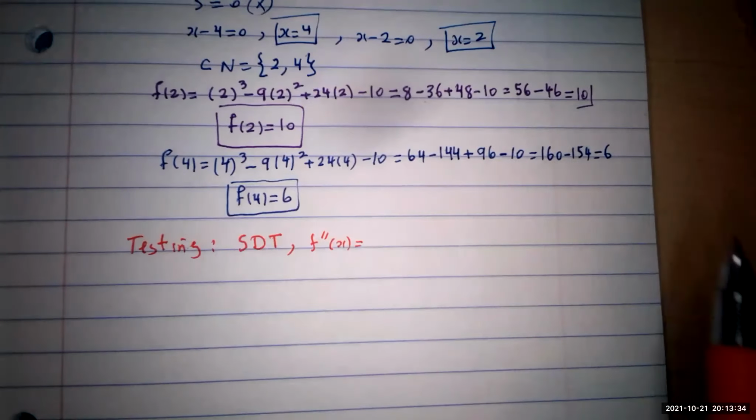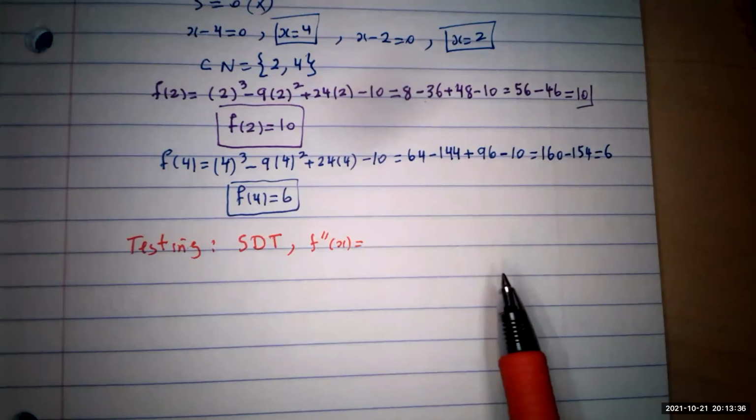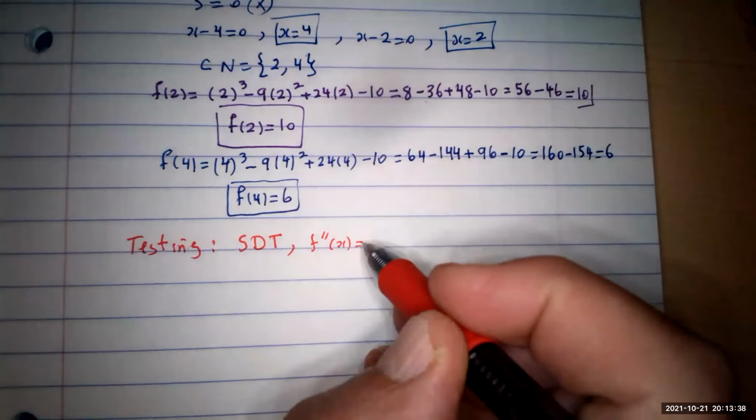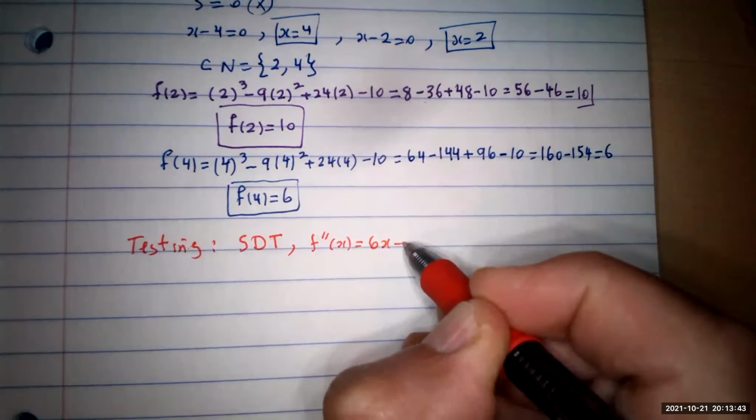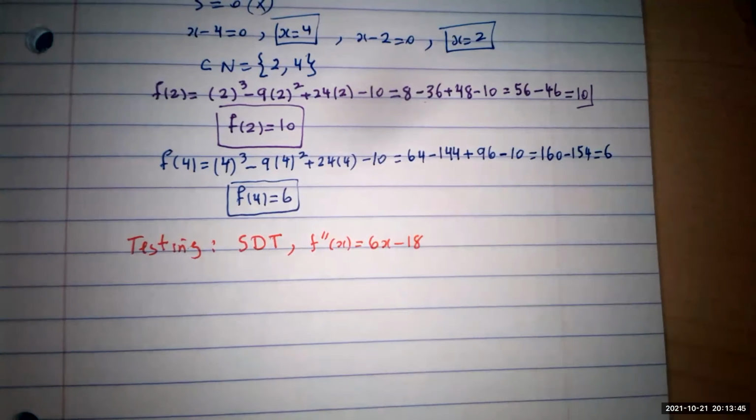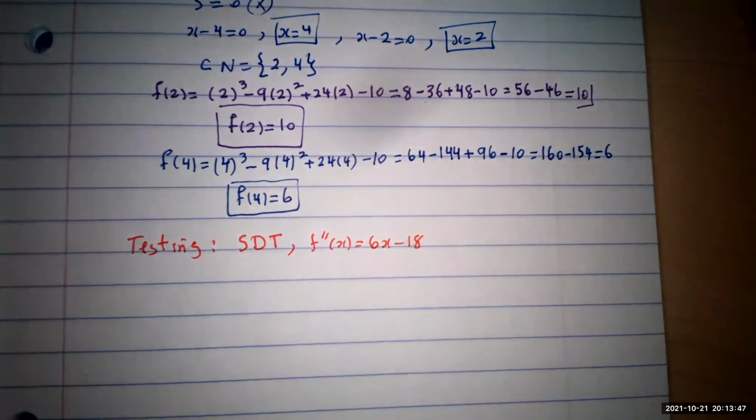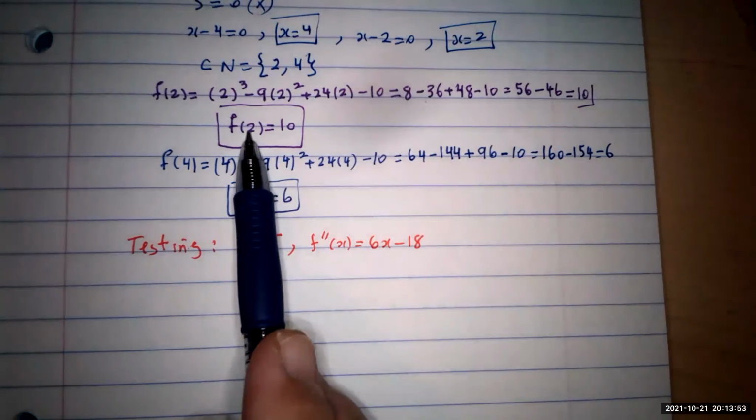So we go and we bring the f double prime of x. So the f double prime of x would be 6x minus 18. Okay, this is f double prime. You want to check the concavity. You drop the critical value in it. You start with the 2.